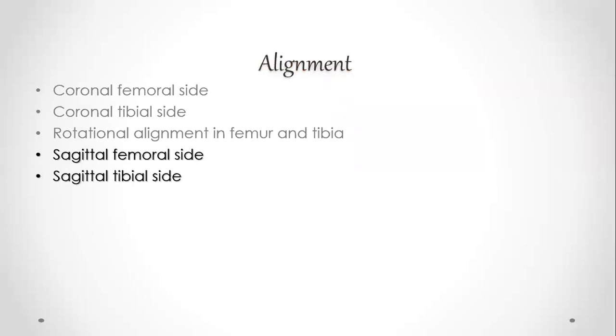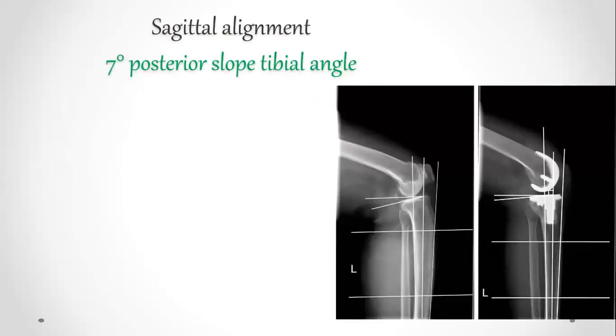So these are the coronal. We talked about the rotational, and now the sagittal alignment. With the coronal, we say the code is 7. With the rotational, the code is 3, and the sagittal will be 7. Regarding the sagittal, 7 degrees is the posterior slope of the tibial angle.